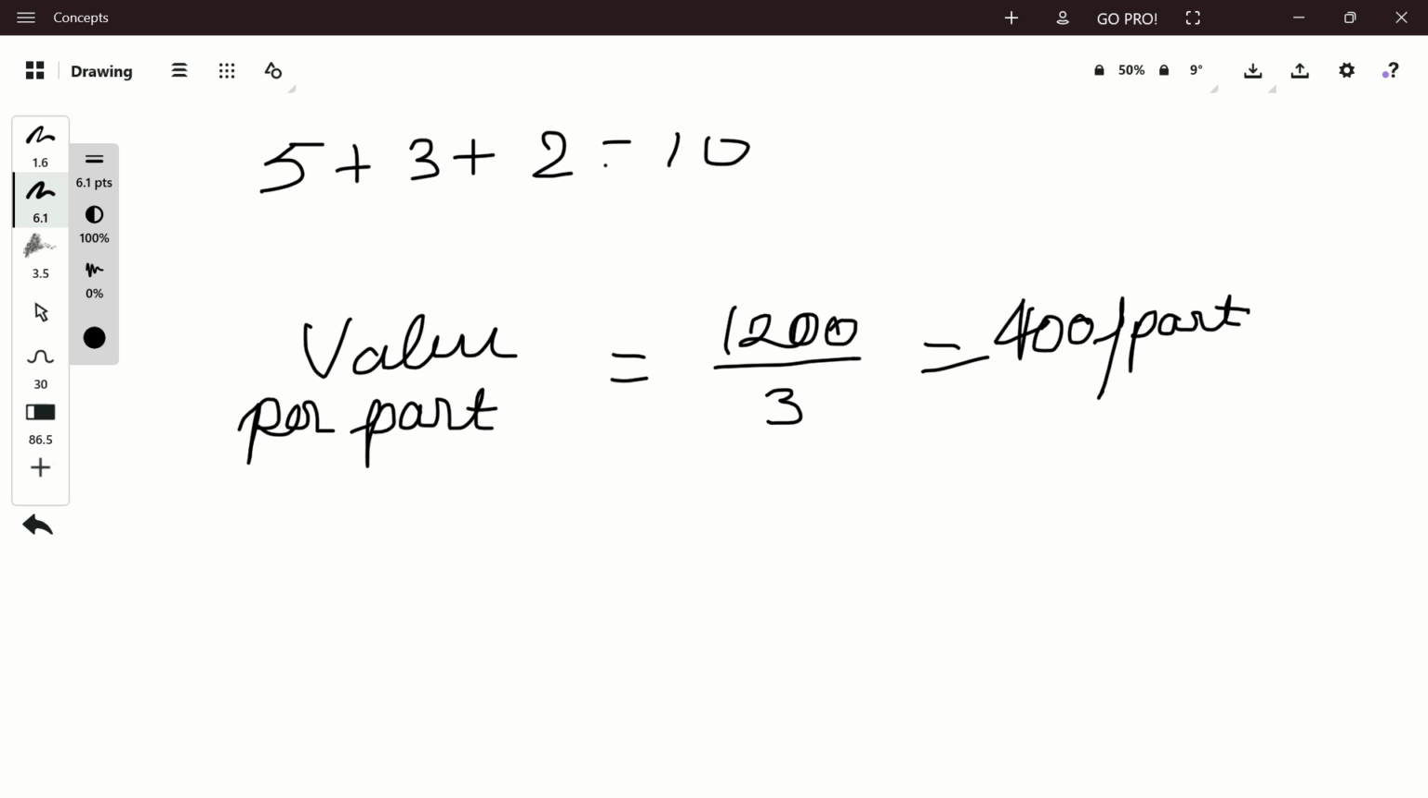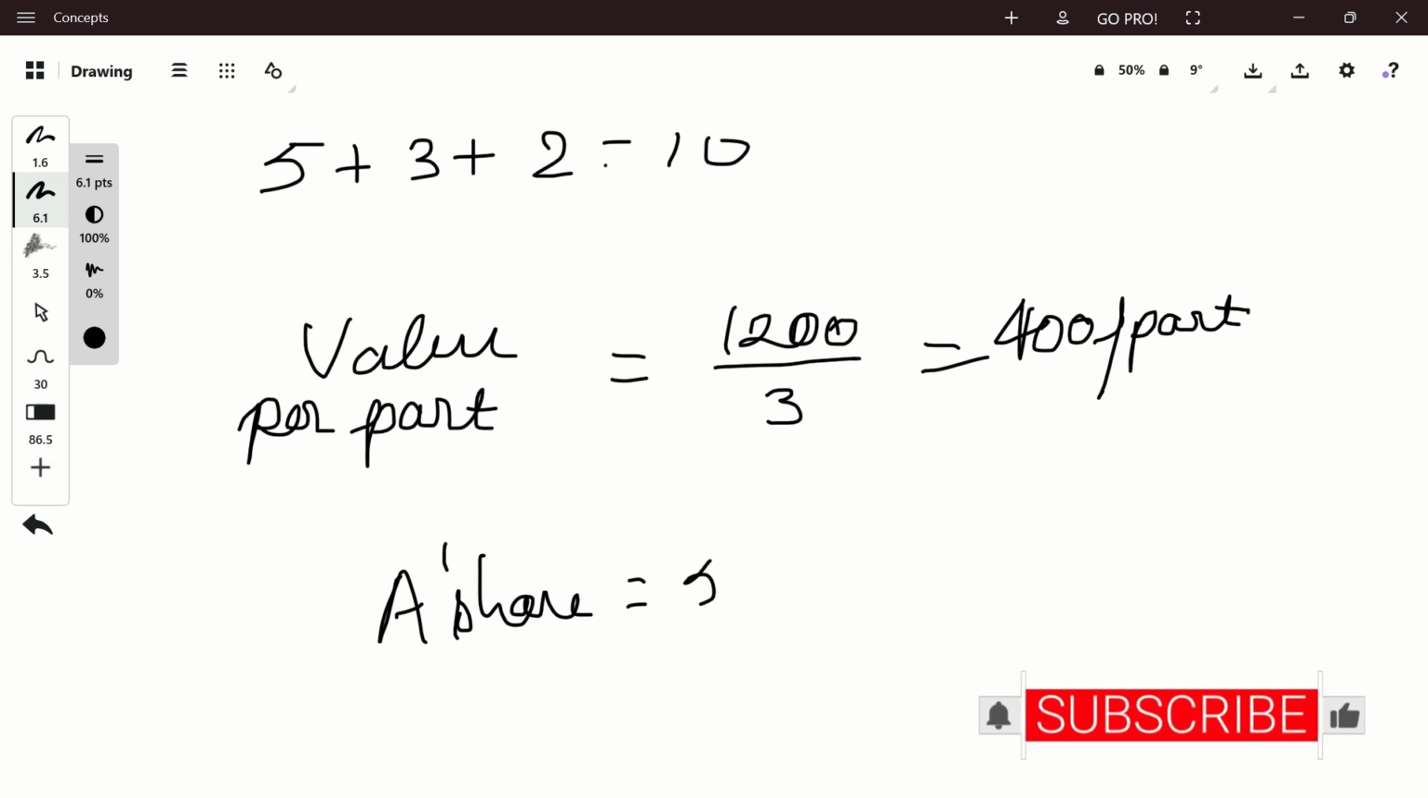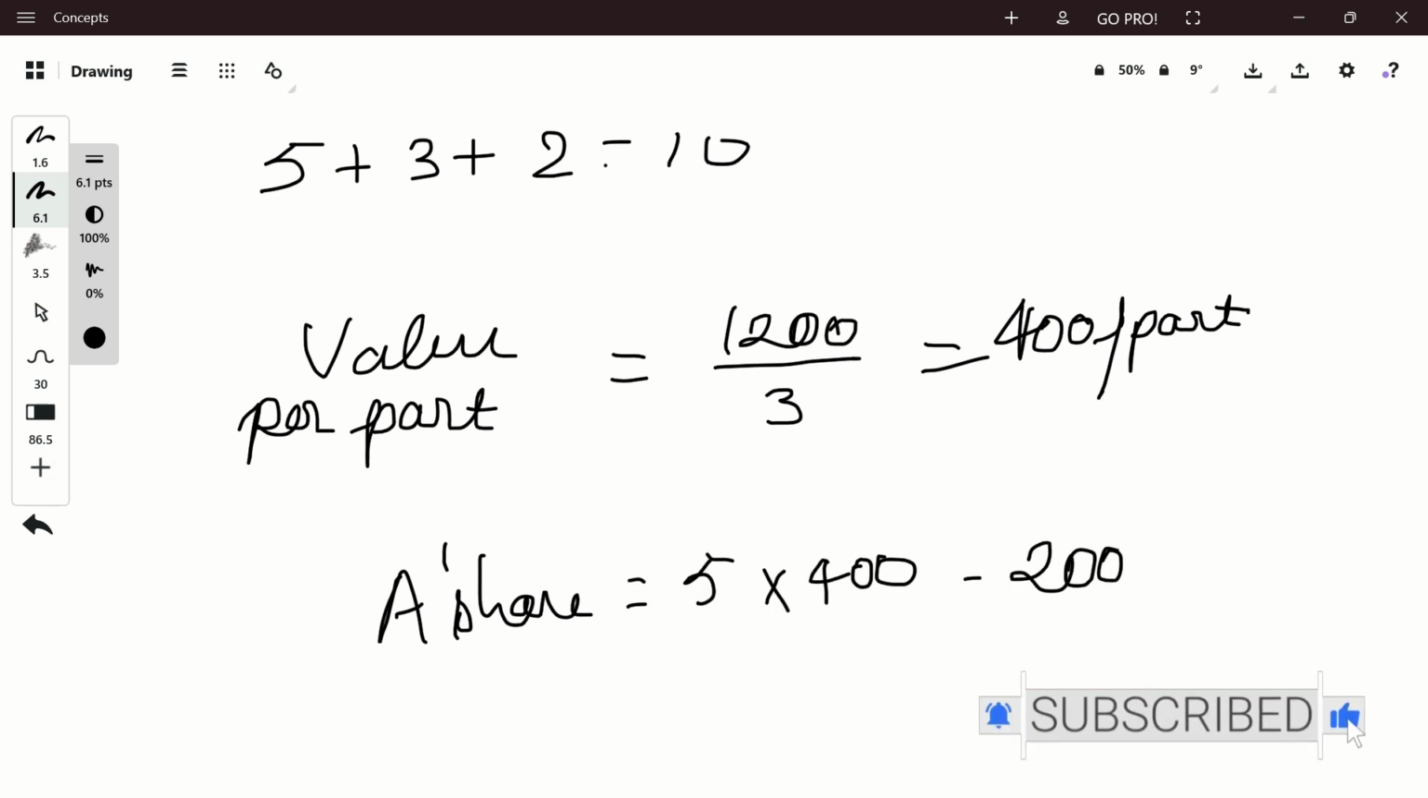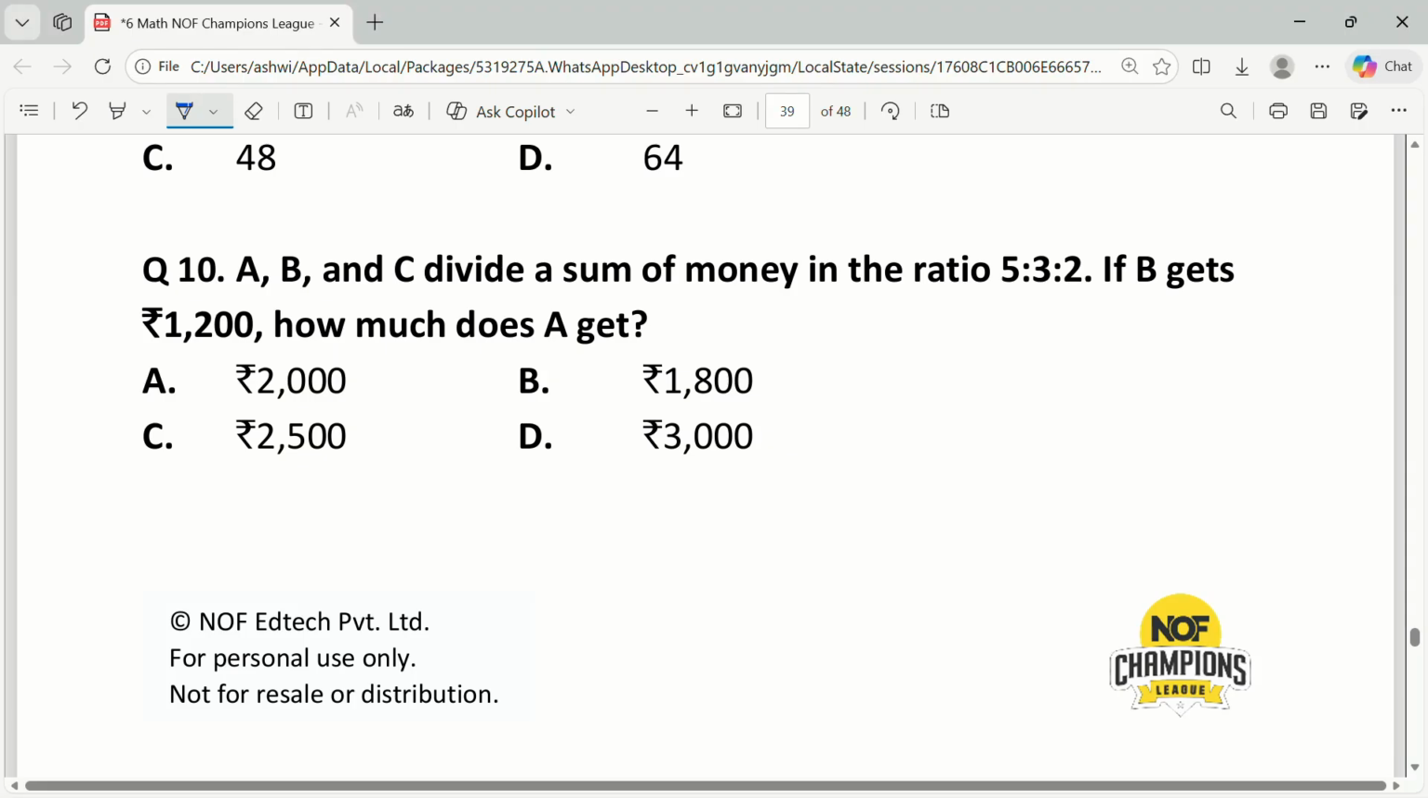A's share, A receives 5 parts. So A's share is equal to 5 into 400, which is equal to 2000. Comparing with the options, the answer is A.